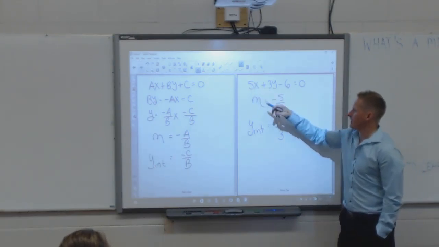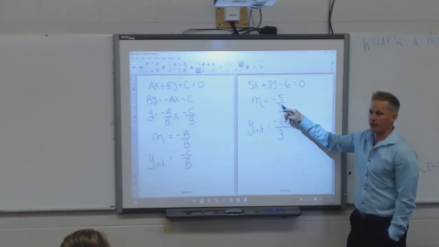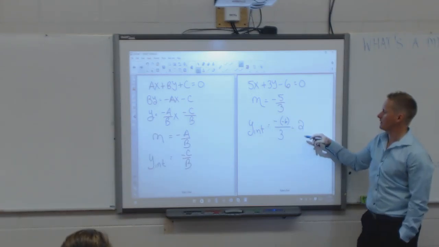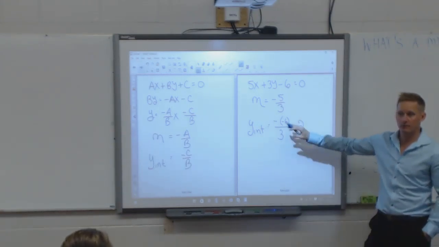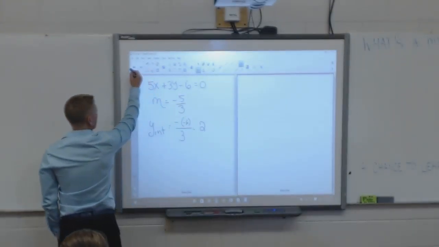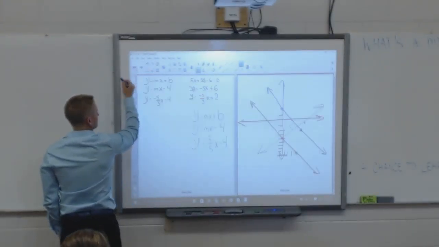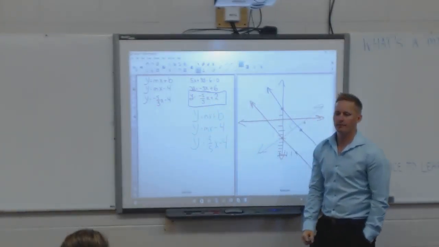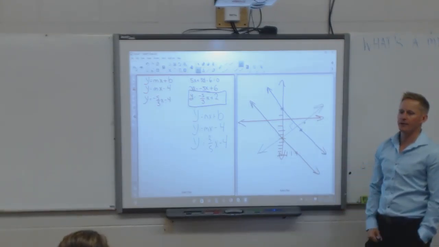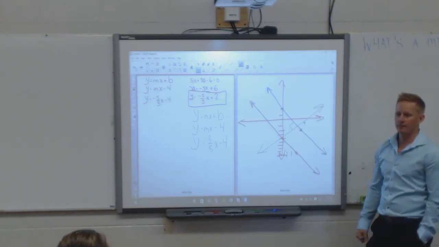So all I did was take that A value, make it a negative, and divide it by my B. Take this C value, make it a negative, and divide by my B. So I got that. So everybody understands? Look at this. What was my slope? -5/3. What was my y-intercept? +2. Okay, there's your general form to your y-intercept form.